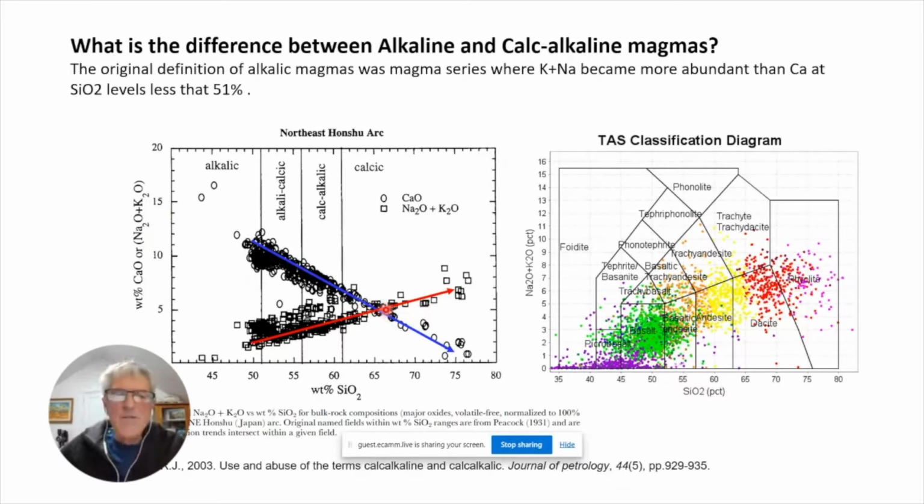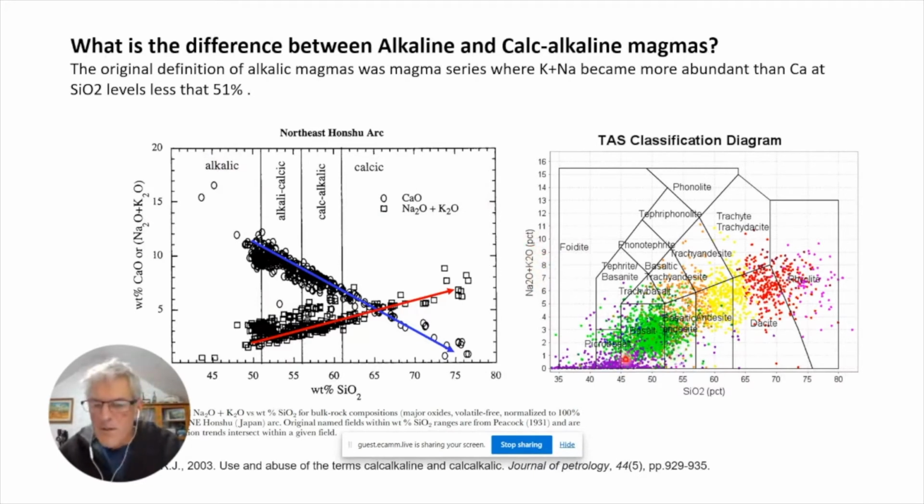So the guy who originally defined alkalic magmas said, if the crossover point between calcium and sodium plus potassium occurs at less than 51% SiO2, then we'll call those things alkalic magmas. And that's a bit messy, so we don't bother plotting the calcium anymore. Now we just plot diagrams like this. We'll just look at sodium plus potassium.